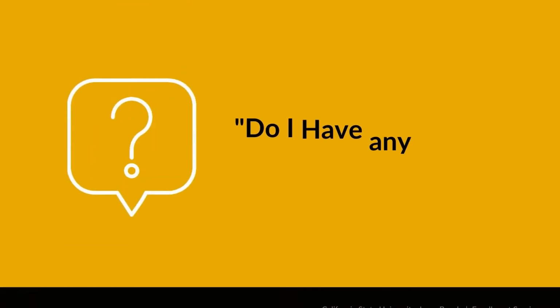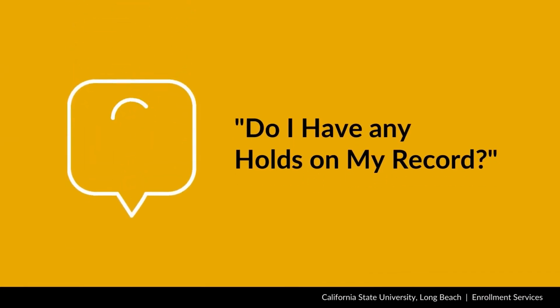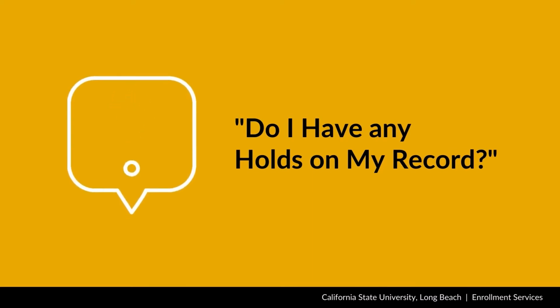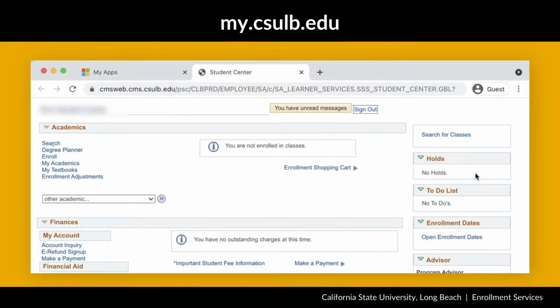Remember, before you prepare to enroll, check if you have any holds on your record. Having a hold on your record could mean that you haven't met an important university requirement, which could potentially prevent you from registering for classes. You can check if you have a hold on your record that will prevent registration in MyCSULB Student Center under Holds. Once you're in MyCSULB, select the hold title for more information, including how to remove the hold.